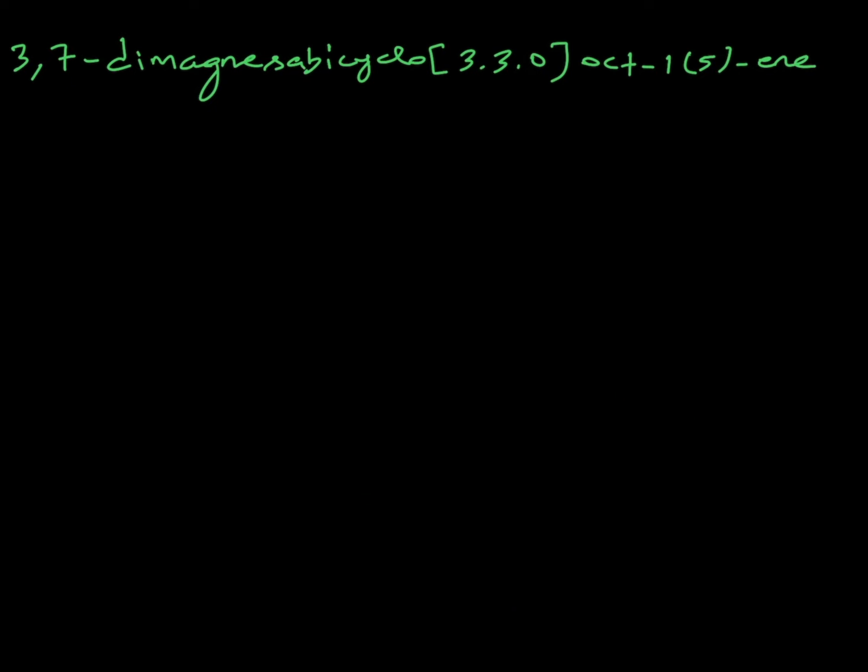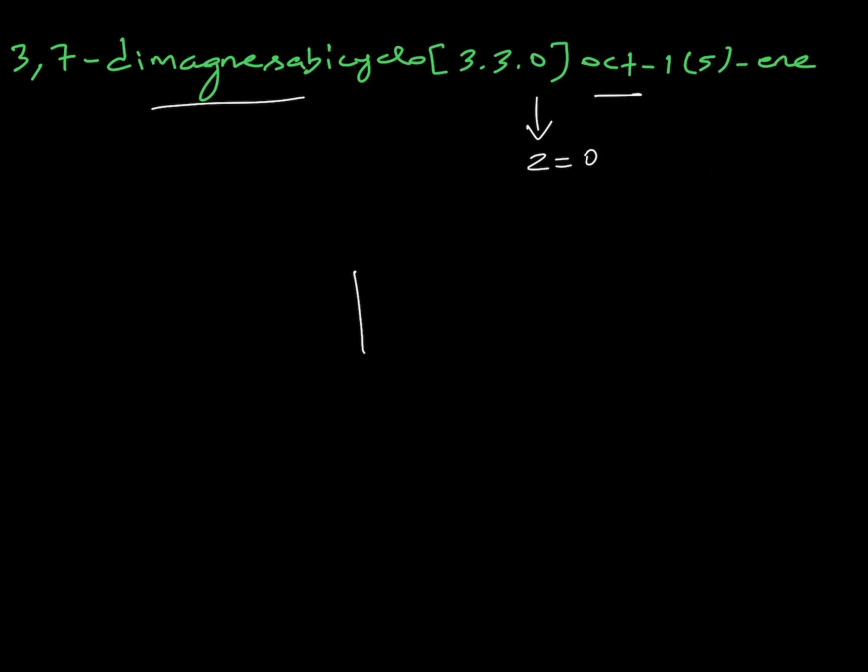We have a bicyclic compound here, a fused one, not a bridged one, and the reason we say so is because the value of z is 0. So it's a fused bicyclic compound. Okay, and we also have magnesia, so dimagnesia, that means 2 magnesium atoms are there, and then oct is our root word. So that means a total of 8 atoms in the parent chain, and we do have an alkene. So let's draw the structure.